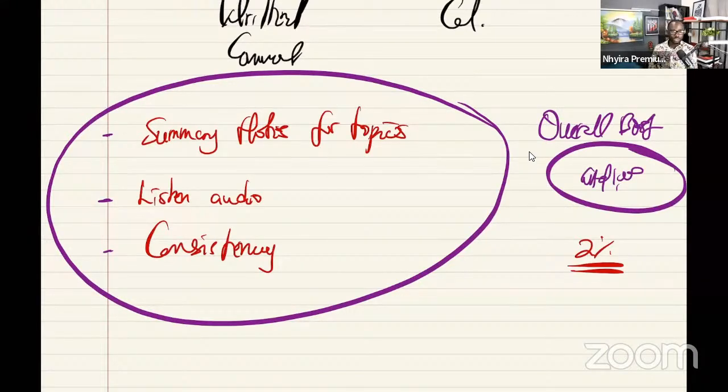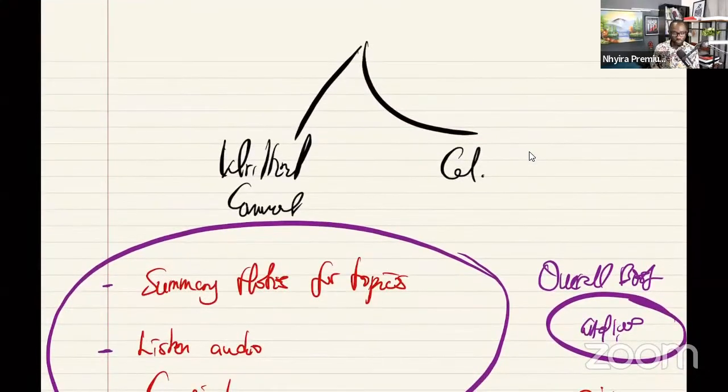So how do you study and pass the exams? Keep summary notes, listen to the audio, be consistent, and have a bigger vision or goal for yourself: that I want to be the overall best, so that even if you are falling, you fall and you still cross the 50% and pass the exams. So that is the overview of the exam structure, the regulations, and also how you study for the exams. Any questions, please? Any questions?